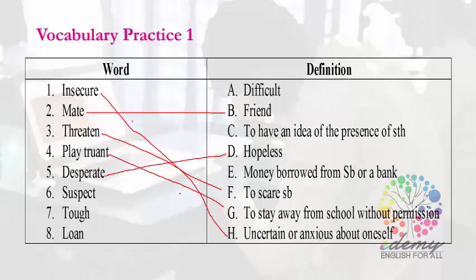Then suspect: the answer is C, have an idea of the presence of something. Then the word tough. Tough means difficult, so the answer is A here. Last, the word loan means E: money borrowed from somebody or from a bank. Did you get all the answers correct? I hope so. Now let's move on to the second practice.